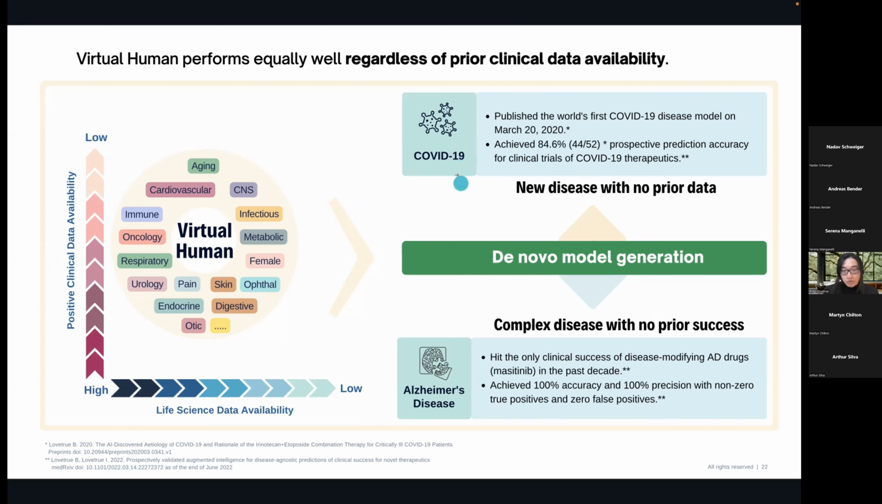But still, we can directly map the clinical phenotype of COVID-19 patients to the corresponding underlying mechanisms in our virtual human platform. And so we built this model in a totally zero-data manner. But still, we used this model to publish predictions of outcomes of 52 COVID-19 therapeutics and vaccines of different kinds, in a prospective manner, and achieved nearly 85% accuracy.